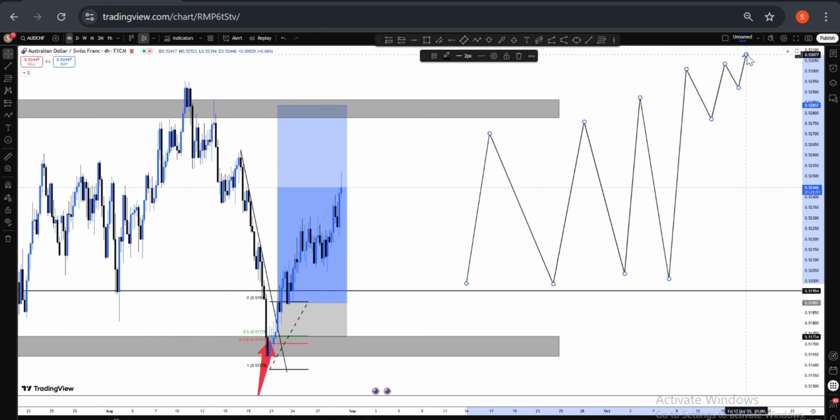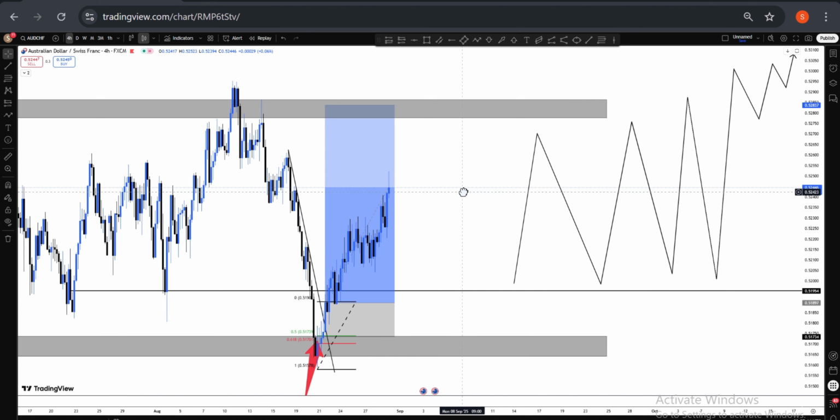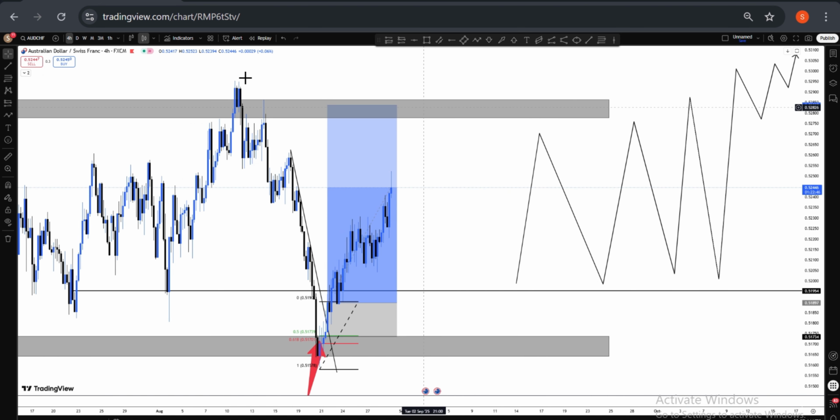So we have different types of range. We have the range that happens on the monthly time frame. We have the range that happens on the weekly time frame, the daily time frame, and the 4 hours time frame. And we have different approaches to trade these different ranges. It's being covered in our mentorship. For those in the mentorship, you already know how to trade that.